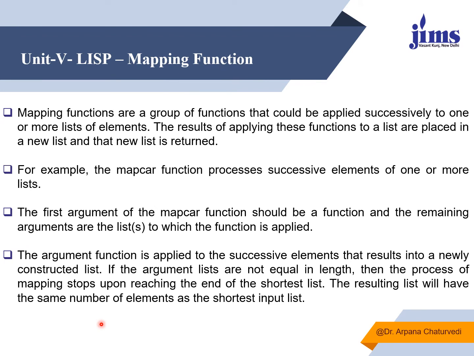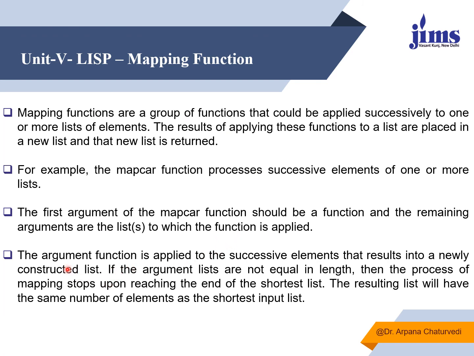Hence, we say that you can use a lambda function according to usage, as we have used inline functions earlier. Next is the mapping function. A mapping function is basically a group of functions that can be applied successively to one or more lists of elements which are passed to it. The result of applying these functions to a list is always placed in a new list, and that new list is returned to the calling function. For example, the mapcar function processes successive elements of one or more lists. The first argument of the mapcar function should be a function and the remaining arguments are the lists to which that function is to be applied.